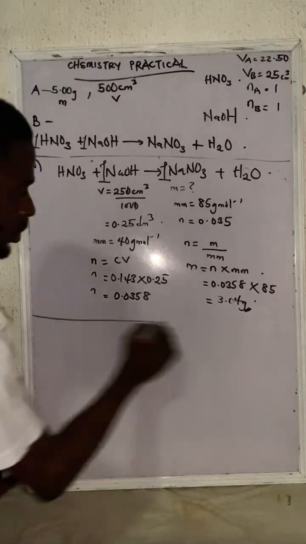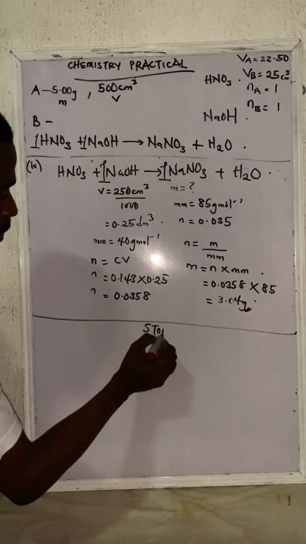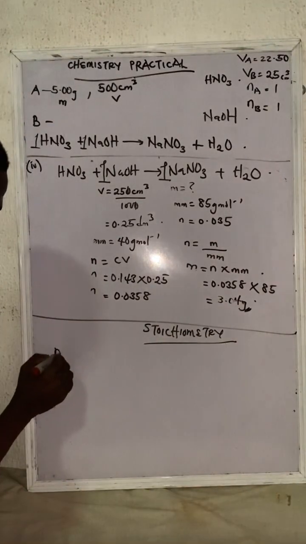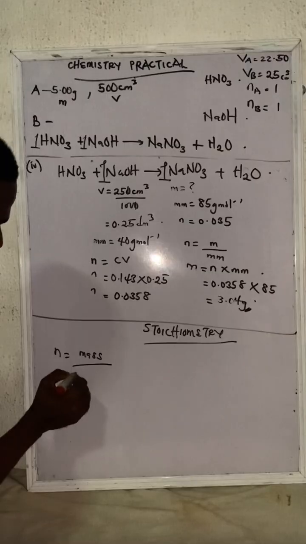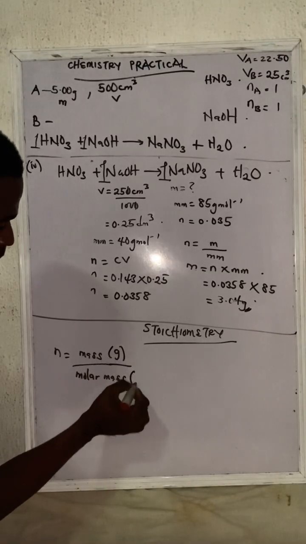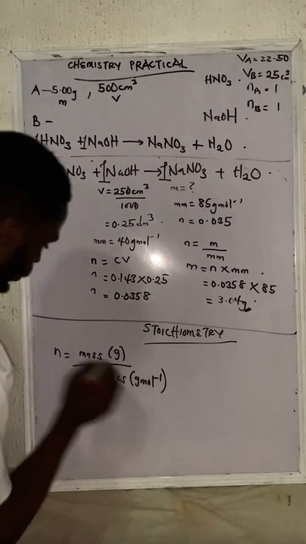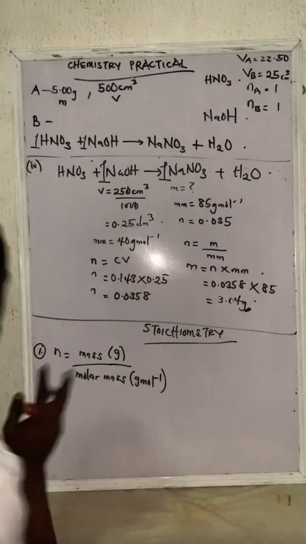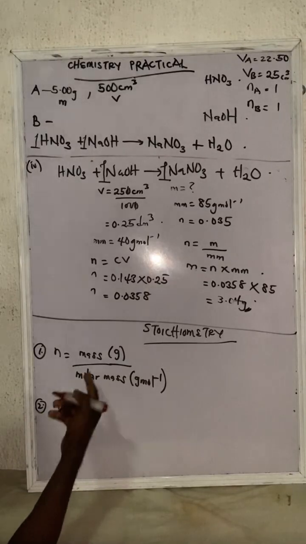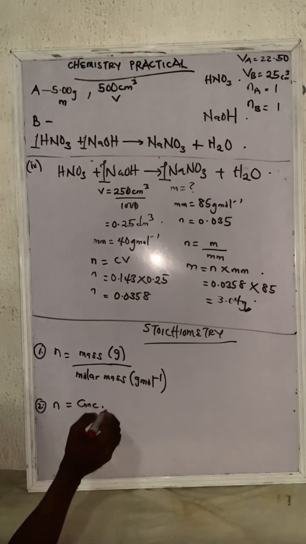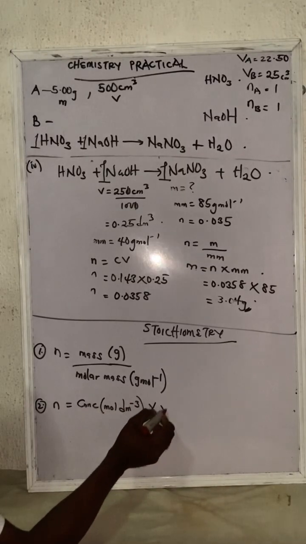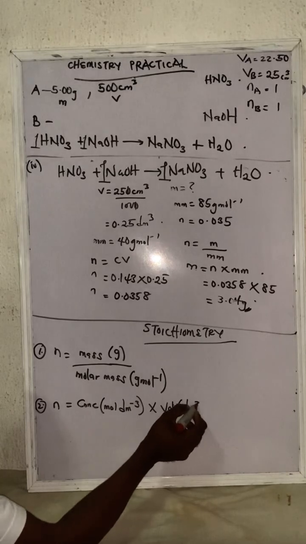You should be able to now look at the back. This is the formula for stoichiometry, so that you don't make mistakes, and don't just wonder where I am getting this formula from. You should know that mole is equal to mass over molar mass. Mass is always measured in gram. Molar mass is measured in gram per mole. That's formula 1. Formula 2: mole is equal to concentration in mole per dm cube times volume. This volume is also in dm cube.